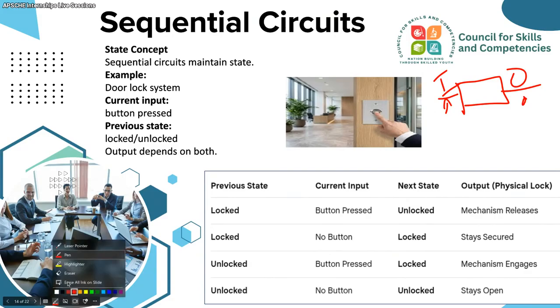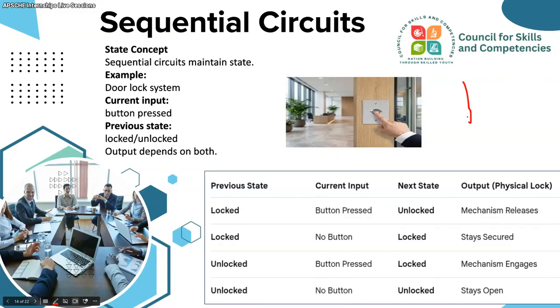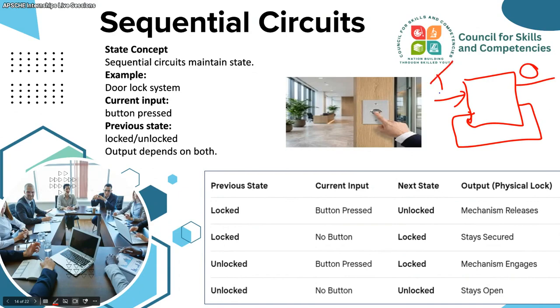But here, the thing you have to analyze is that we are giving a feedback. This output is going to depend on this input and this feedback. This feedback is nothing but your previous state, and this is your current input, and this becomes your next state, that is the output.